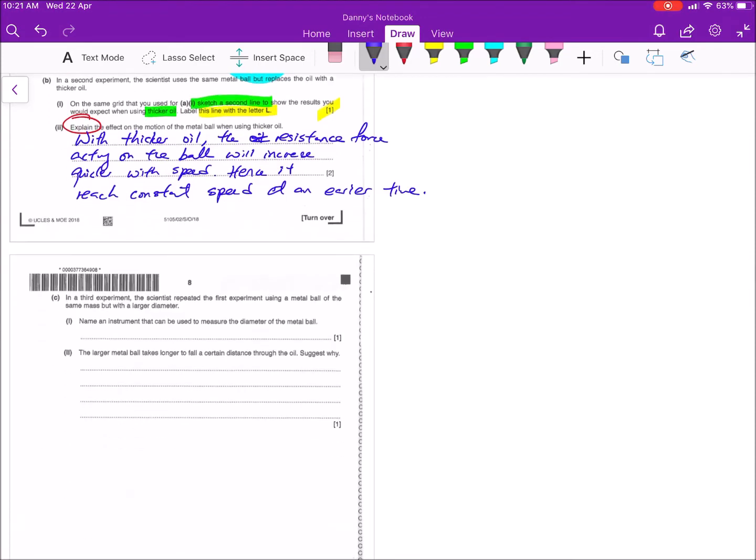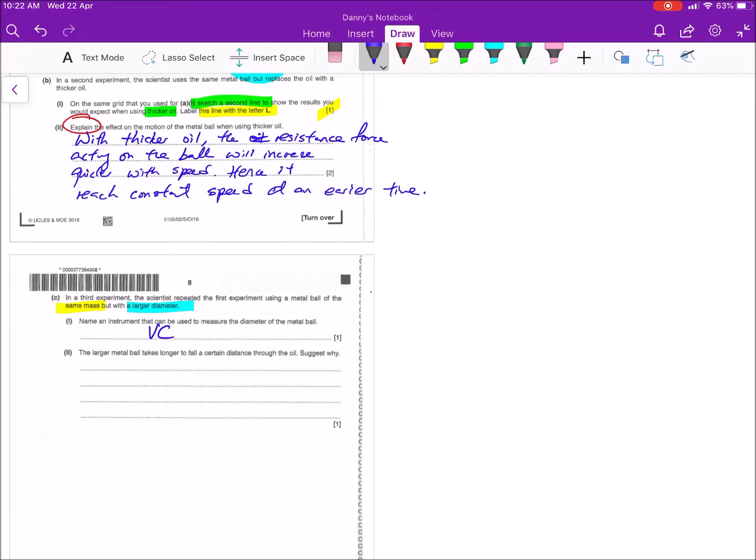Okay, then now I have a third experiment whereby I have a ball with the same mass. That means the downward weight is the same, but the shape will be larger. So if I have a larger diameter, I will catch more oil and the resistive force will again be increasing at a faster rate. So down here, what is the instrument? Most likely it will be your vernier caliper, so that you can measure the diameter.